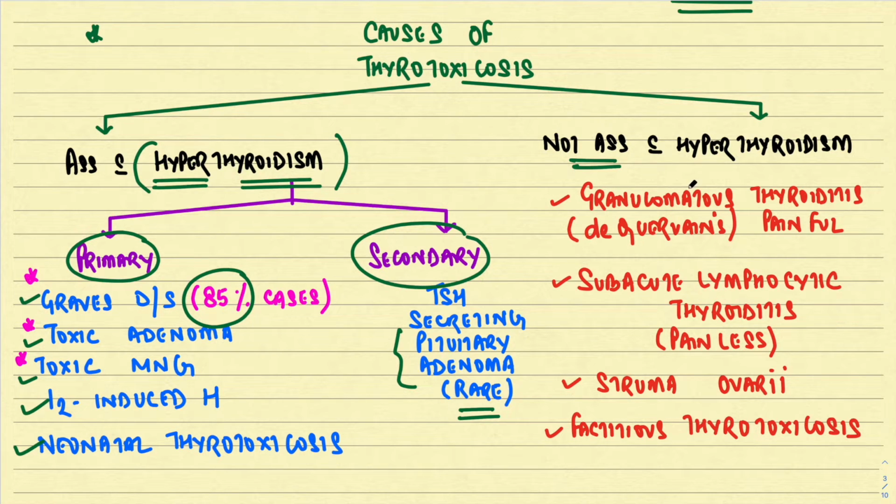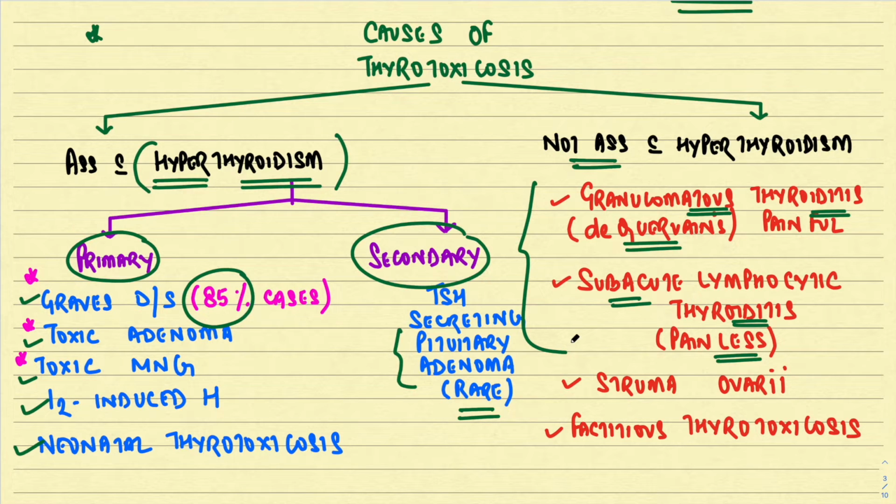So there are causes of increased T3, T4 in the circulation wherein it is not because of hyperfunction of the thyroid. Instead, there is some kind of inflammation going on because of which excess amount of T3, T4 is released. So what are these conditions? Let us see. Number one, we have granulomatous thyroiditis, which is a painful thyroiditis called de Quervain's thyroiditis. Another kind of thyroiditis is subacute lymphocytic thyroiditis, which is a painless thyroiditis. These two thyroiditis that we see are associated with hyperthyroidism.